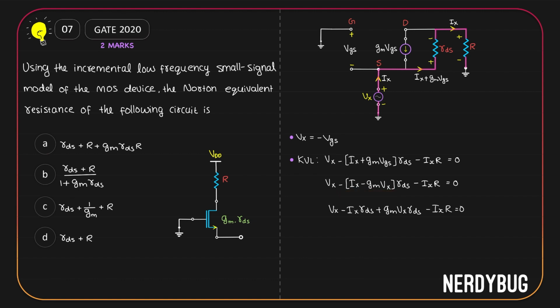Let us take all the terms with Vx in it on the left hand side and all the terms with Ix in it on the right hand side. This is what we get. Vx multiplied by (1 minus GMRDS) is equal to Ix multiplied by (RDS plus R). What we have to find out is Vx by Ix, which obviously is (RDS plus R) divided by (1 plus GMRDS). Option B is correct.